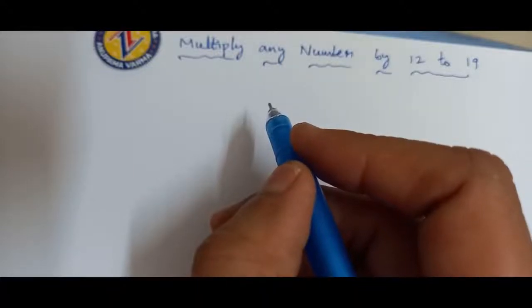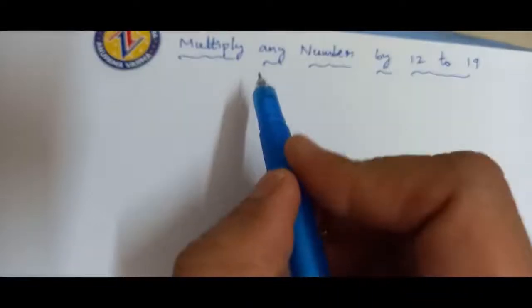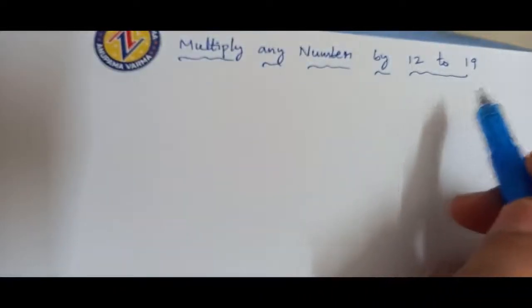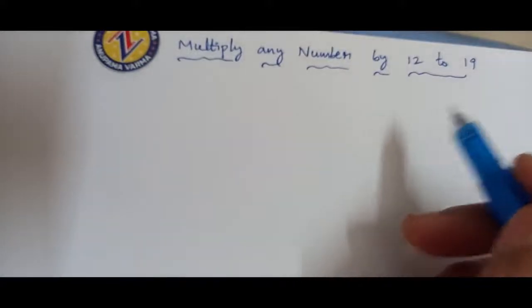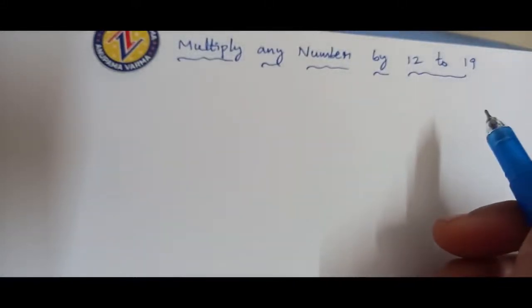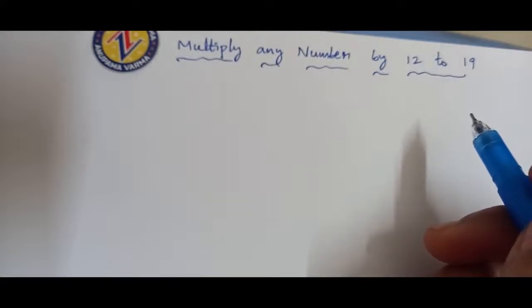Hello friends, today we are going to learn one more multiplication trick. Multiply any number by 12 to 19 easily. You don't even need to remember the tables 12 to 19. If you know the tables of 2 to 9, that is sufficient. We can do with that.